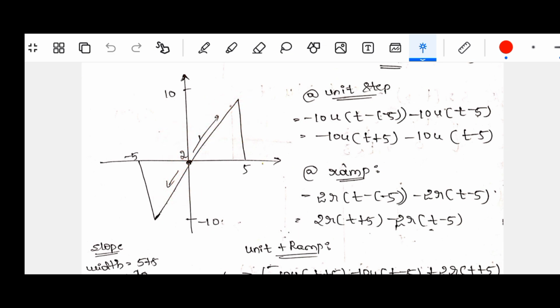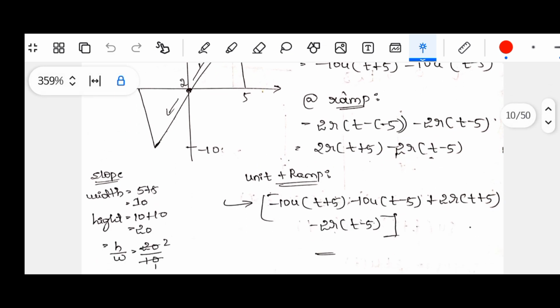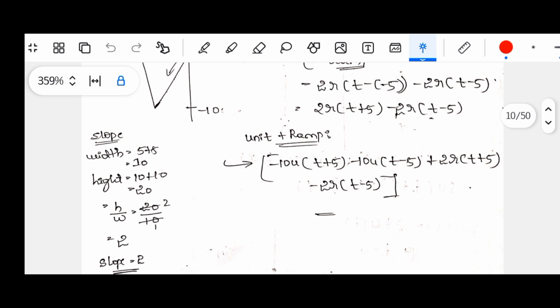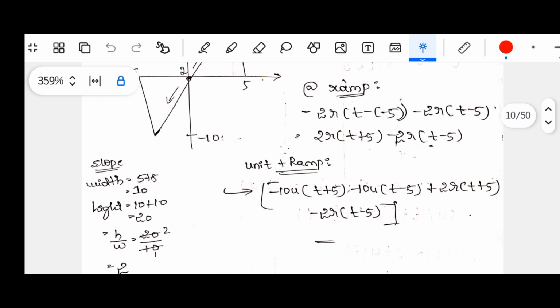So 2r(t+5) minus 2r(t-5). Once again, let's write this equation: 2r(t+5) minus 2r(t-5). Now combine both the ramp signal as well as the unit step signal. You will get the final equation as minus 10u(t+5) minus 10u(t-5) plus 2r(t+5) minus 2r(t-5).